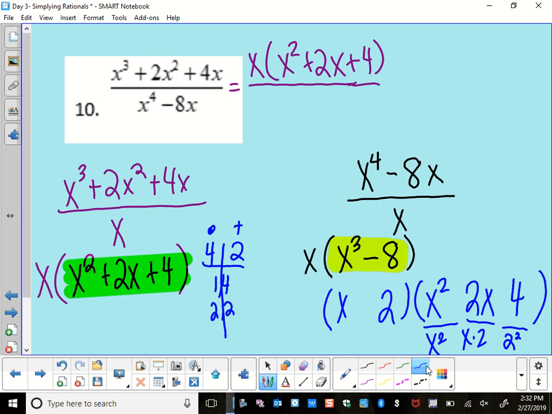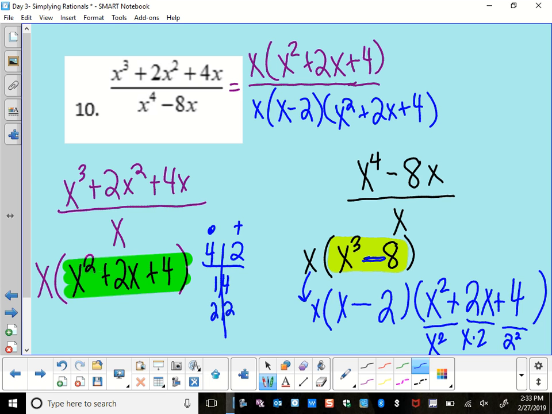Last is our signs. SOAP is same, opposite, always positive. I'm starting with a negative, so what's same? Minus. Minus, plus, positive, positive. So I'm going to plug that in. My answer here, and don't forget to bring down your GCF. My answer is x times x minus 2 times x squared plus 2x plus 4.